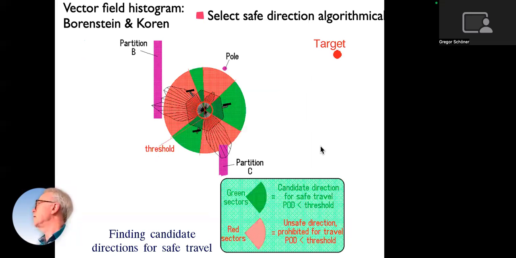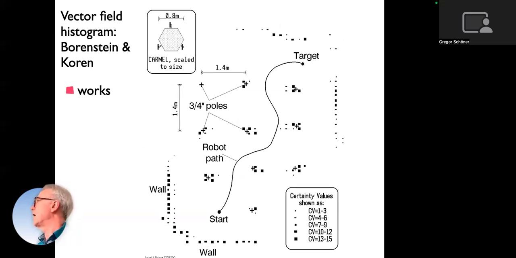I don't have any. Here, this is what I was looking for. It was able then to make it to the target. And they published some papers that say that.